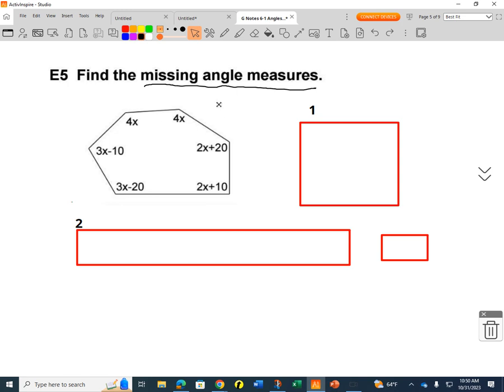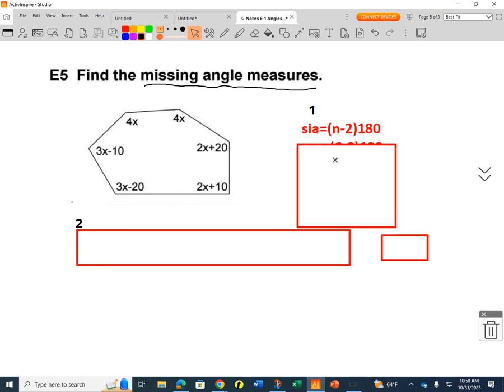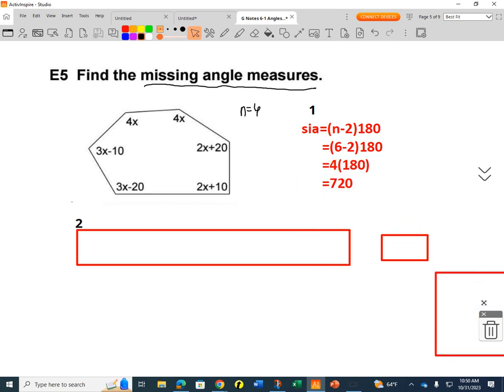First, what is our n? What is our n in this example, example 5? Kamara? 6. 1, 2, 3, 4, 5, 6 sides. So that's the formula. We're going to plug in 6 because our n is 6 here. That's the number of sides. So now we know that the sum of the interior angles is 720 degrees. So we have to add all the angles and set them equal to 720.